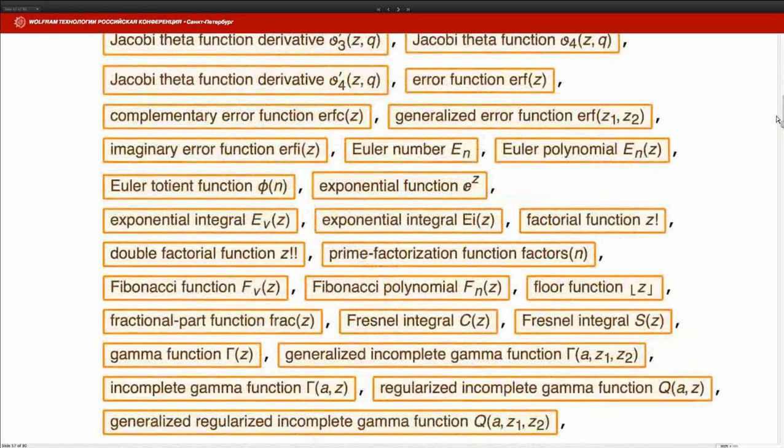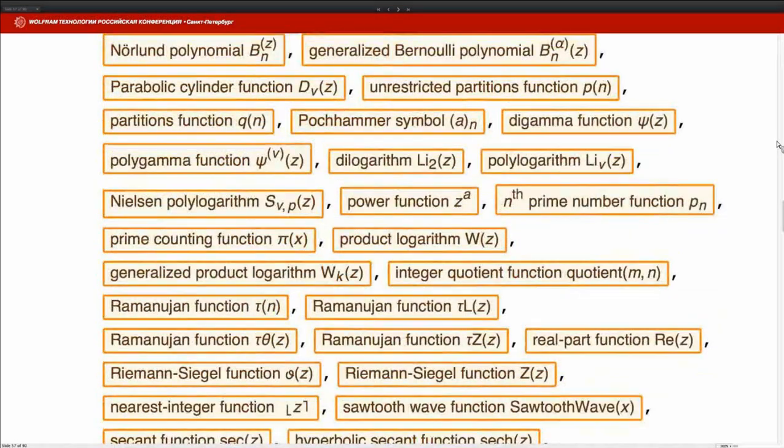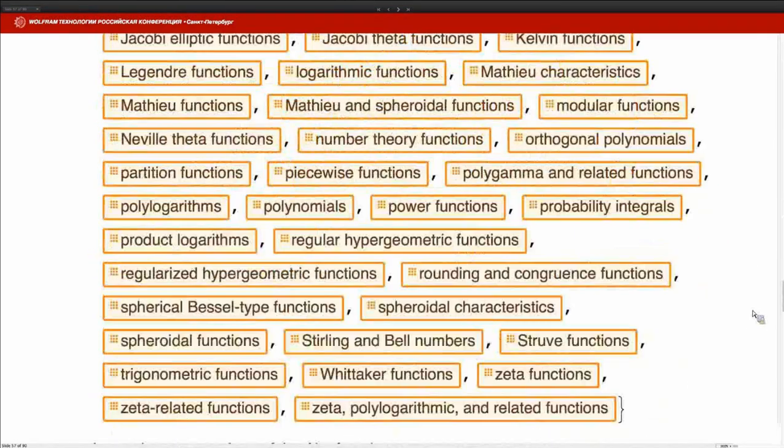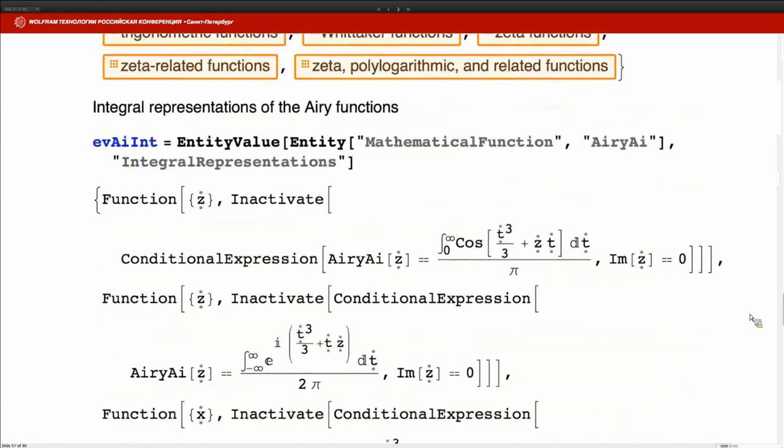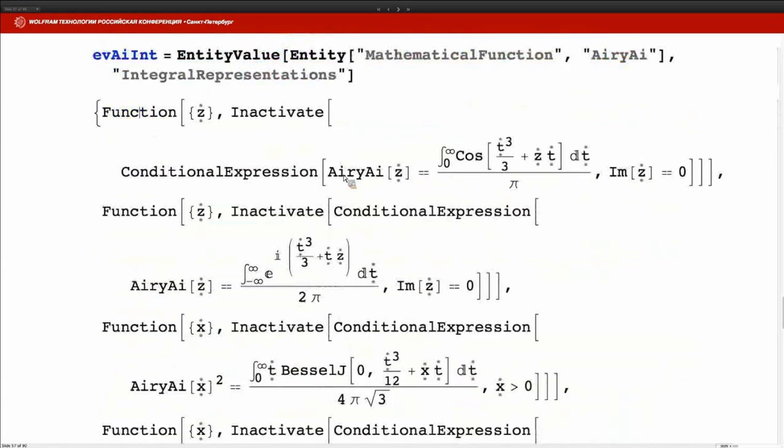And you see here all our old friends, binomials, error functions. There's a long list. Here are their classes. And then you can ask, give me an integral representation of the error function. And you get again a pure function.